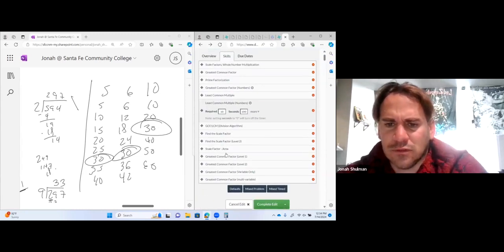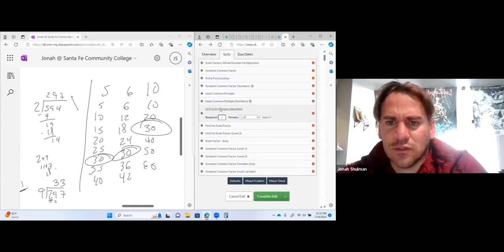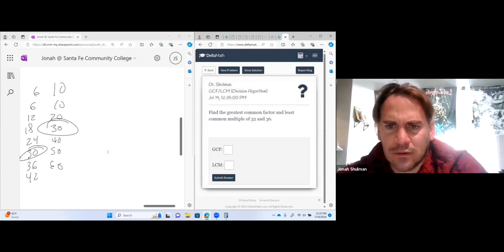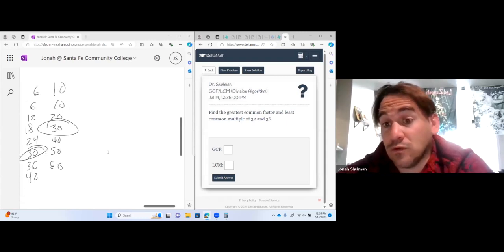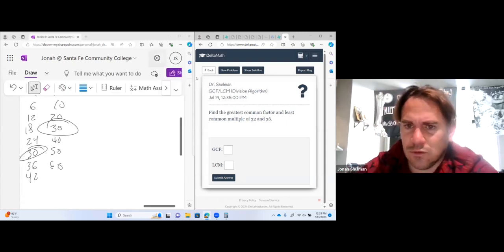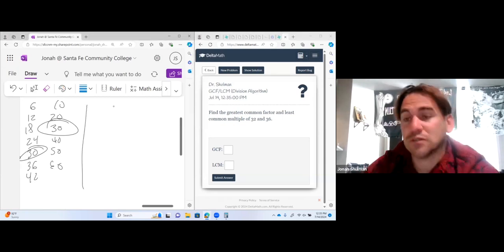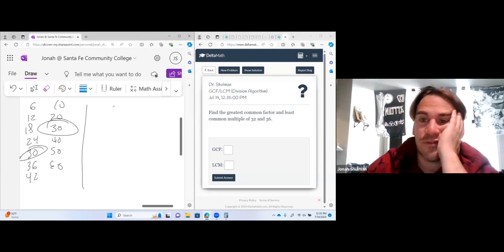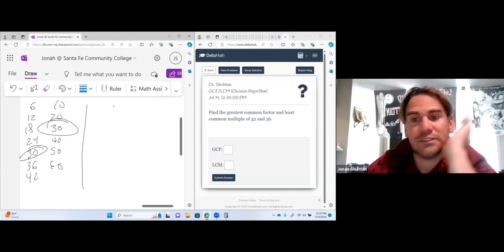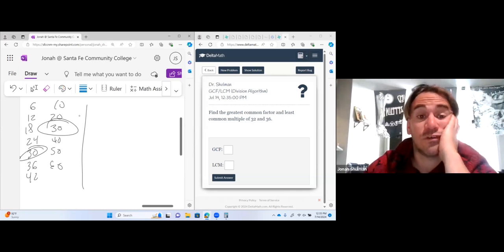Okay, let's see what this one has in store. So we're doing the division algorithm. All right, I'm not sure what the division algorithm is, but we'll find it. So we want to find both the greatest common factor and the least common multiple. This is usually the question that's on the licensure exam. They usually ask you for both because they're annoying.